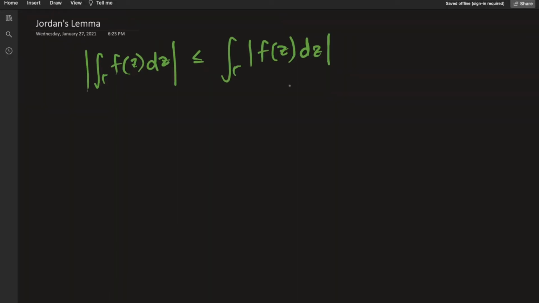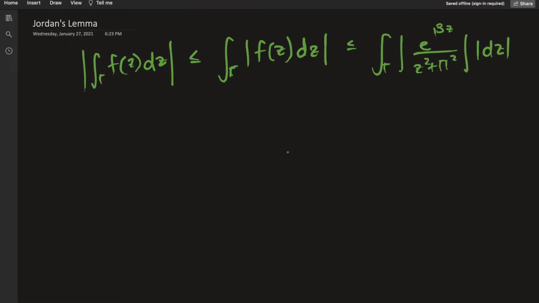So I've written the basic property of inequality of the modulus of an integral. Now I can just substitute f of z in. So the integral over gamma of f of z is e raised to beta z over z squared plus pi squared, mod dz. And now let's parameterize, and we have to go from 0 to pi.